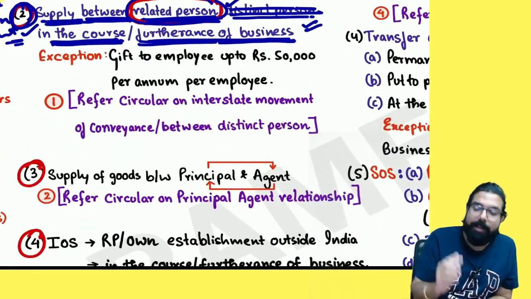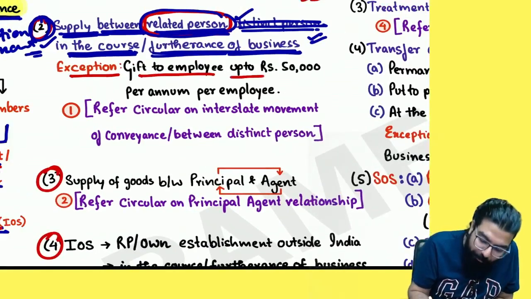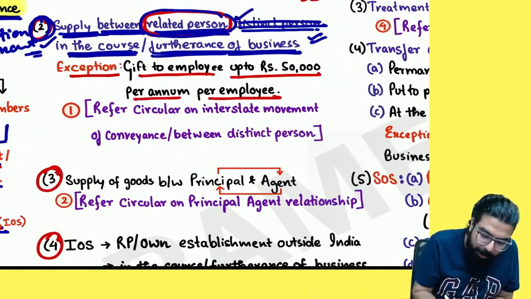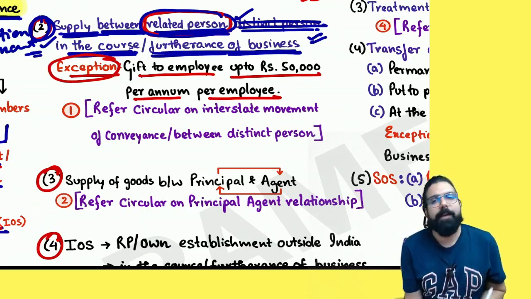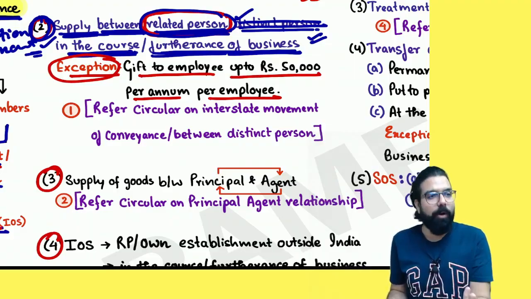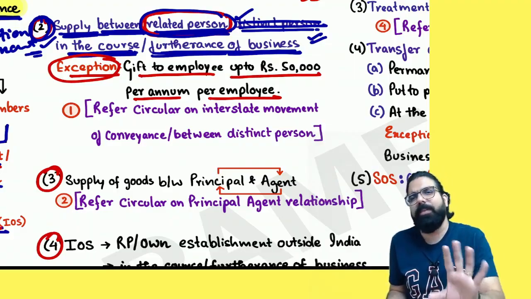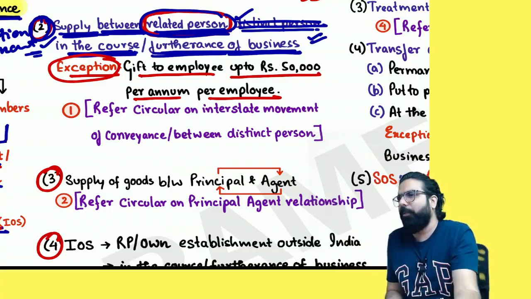See, they are telling there is one exception. Gift given to employee up to 50,000 per annum per employee is an exception. It will not be a supply. See, what happens now, generally, if I am a businessman who is dealing in shirts, for my employees, if it is a Diwali occasion or any occasion, we generally tend to give something free. Do you guys agree with me or not? Will we give something free?